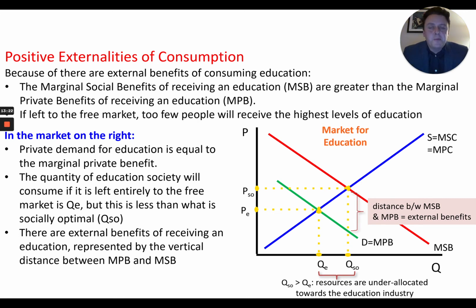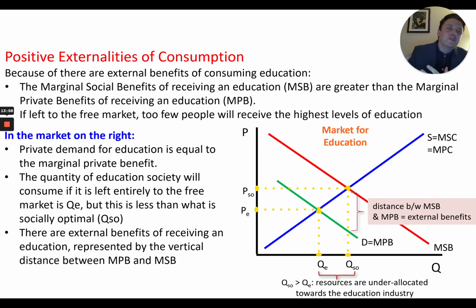If left to the free market, too few people will receive the highest levels of education. It's quite simply because most people would not be able to afford to go to university or primary school or high school if it was left completely to the free market. Okay? There would be, of course, education, but it wouldn't reach everyone. So it wouldn't be at the socially optimal quantity of education consumed.